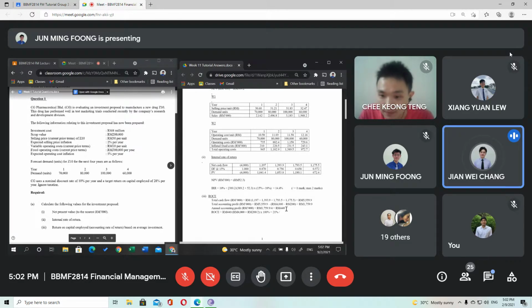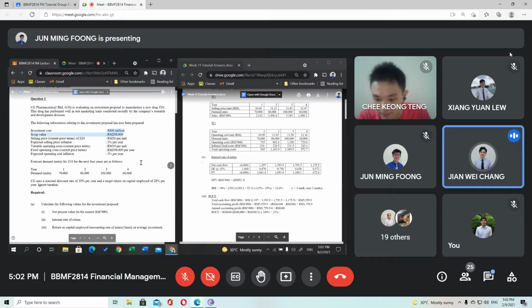And then we divide by the average investment, which is the investment cost and the scrap value, divided by 2, times 100%, and we get 21%.